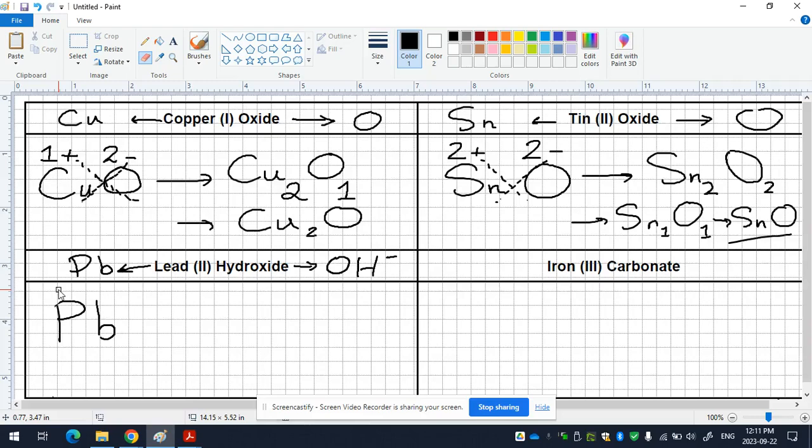Next. Just next. The OH. Just like here, we put the CU and put the O. We put the SN and put the O. Here I'm going to put the PB, and I'm going to put the OH. Okay.